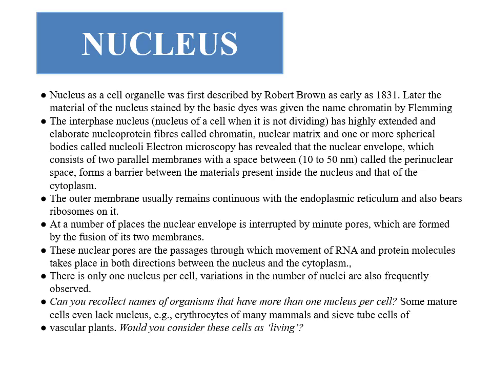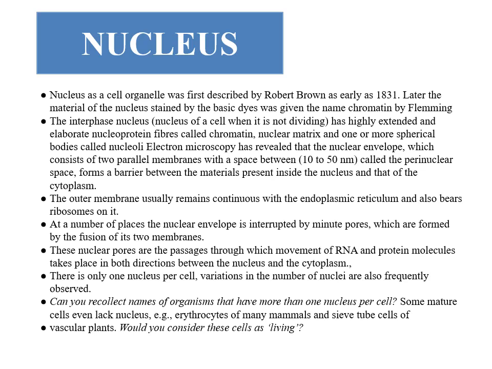At a number of places the nuclear envelope is interrupted by minute pores, which are formed by the fusion of its two membranes. These nuclear pores are the passages through which movement of RNA and protein molecules takes place in both directions between the nucleus and the cytoplasm. Usually there is only one nucleus per cell. Variations in the number of nuclei are also frequently observed.